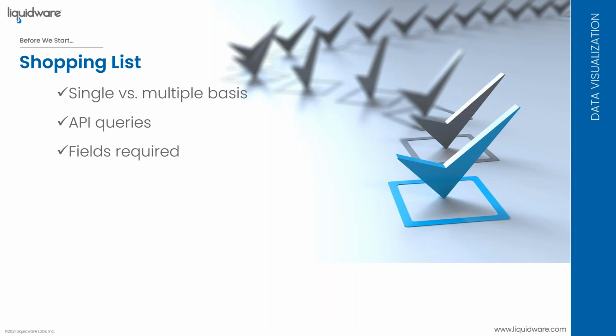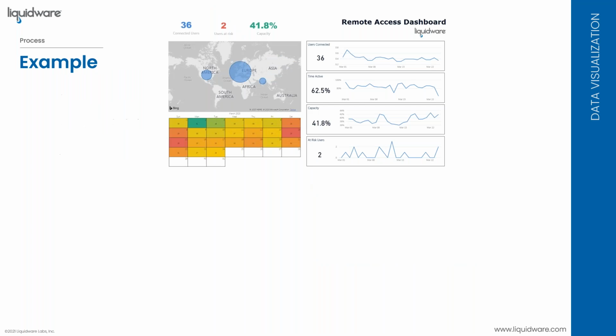So single or multiple basis, API queries, and the metrics themselves, the columns, are almost like the last thing in my shopping list. First, I determine how many queries I need, because I need data from different inspectors. Then I look at the basis I need, and then finally I fill in the metrics.